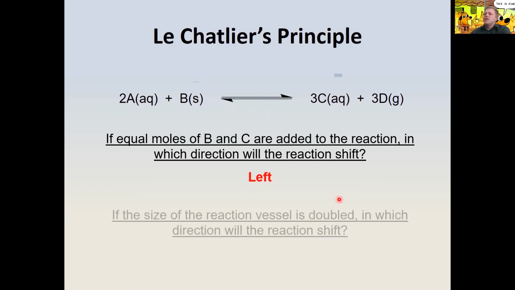Next question. If the size of the reaction vessel is doubled, in which direction will the reaction shift? Okay, for this question, we have to think, what does doubling the reaction vessel size do? I didn't say we're doubling the quantity of products or reactants present. We're keeping those exactly the same. So you can think if this reaction here is happening inside a plunger or inside a syringe, and we pull the plunger of the syringe back, which way do we shift the reaction?